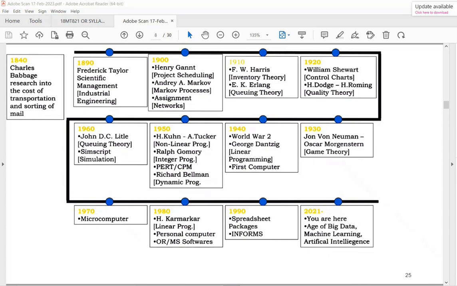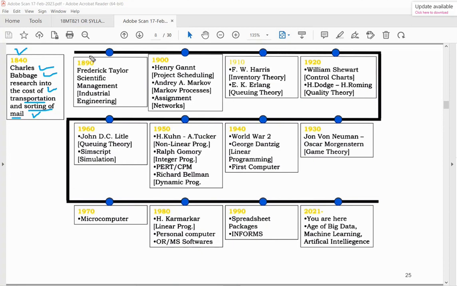In the history, I told you Charles Babbage is the father of OR. Why did he use operational research? He used it especially in transportation and sorting of mail. What is the purpose of this? Because the cost incurred in transportation and sorting of mail was high. To reduce that, he implemented proper research, introduced in the year 1840.